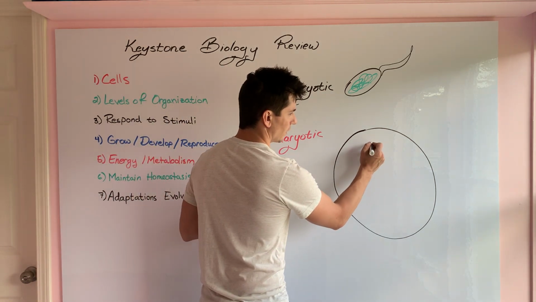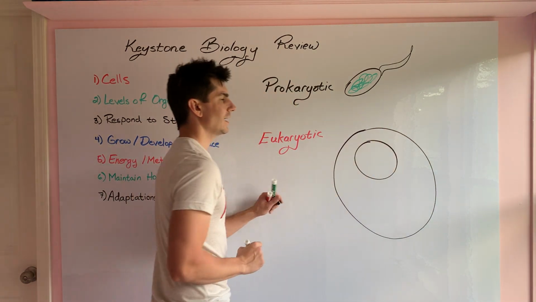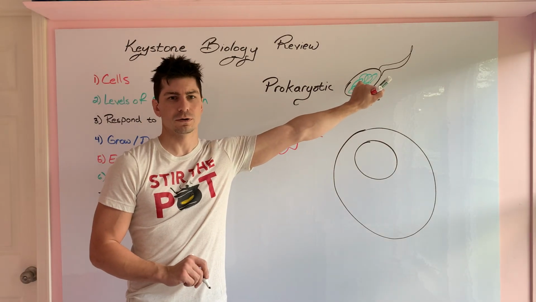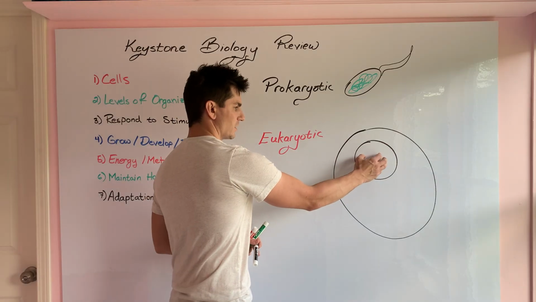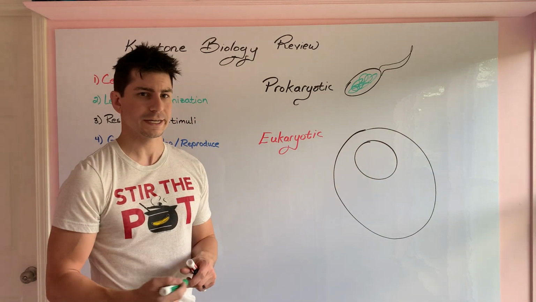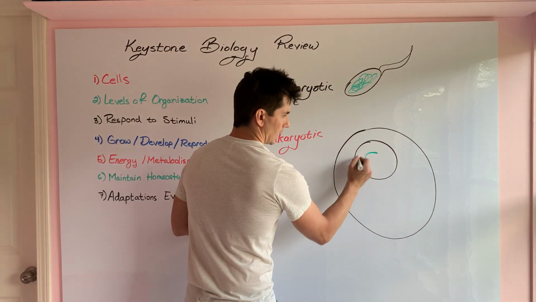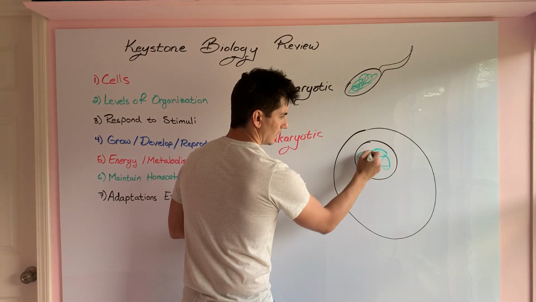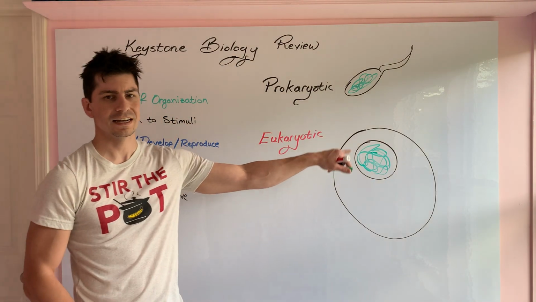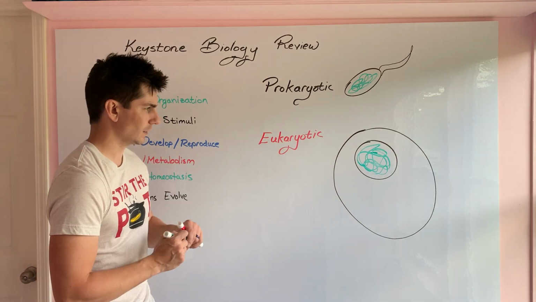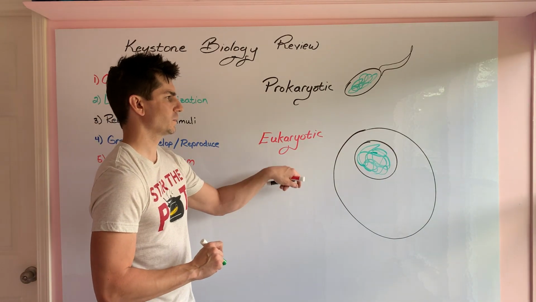Along with that, the eukaryotic cell is not going to have its DNA just floating throughout the whole area of the cell. Instead, they have a specialized structure called a nucleus, and the DNA is going to be nice, chilling, very protected inside of that nucleus, okay? So there's your difference between the cells.